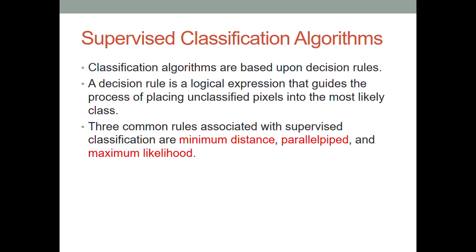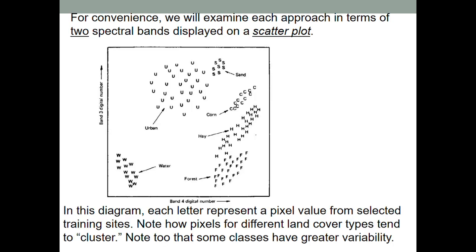There are 3 common rules associated with supervised classification: minimum distance, parallelepiped, and maximum likelihood. This is how we identify or study the algorithms, through two spectral bands displayed on the scatter plot.